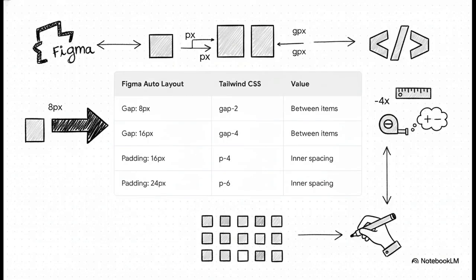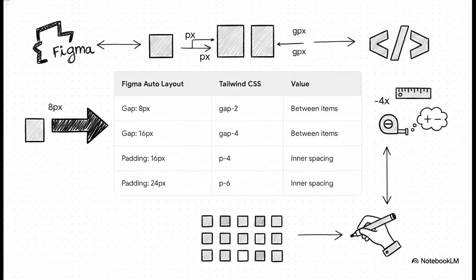And it's the same thing for spacing. There's a really simple rule to remember. Just divide by 4. That's it. So a 16 pixel gap in Figma, that's gap-4 in code. 16 divided by 4. A 24 pixel padding, that becomes p-6. Once you get that little trick down, all your spacing just clicks into place.